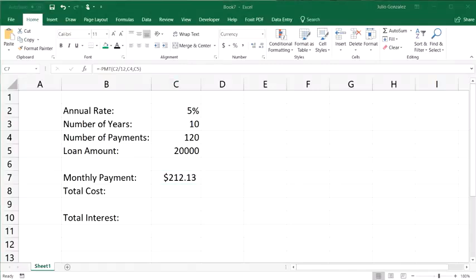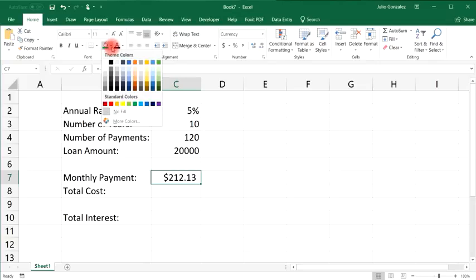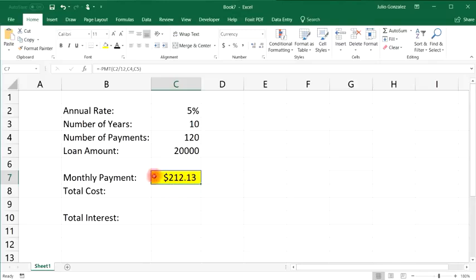Now let's talk about the total cost of the loan. But before we do that, let's highlight this cell. So I'm going to go to Home, and then let's change the background color. Let's make it yellow, because that's going to be our important information. That tells us how much you've got to pay every month to knock out that loan. So we have to pay $212.13 for 10 years in order to pay off that $20,000 car.